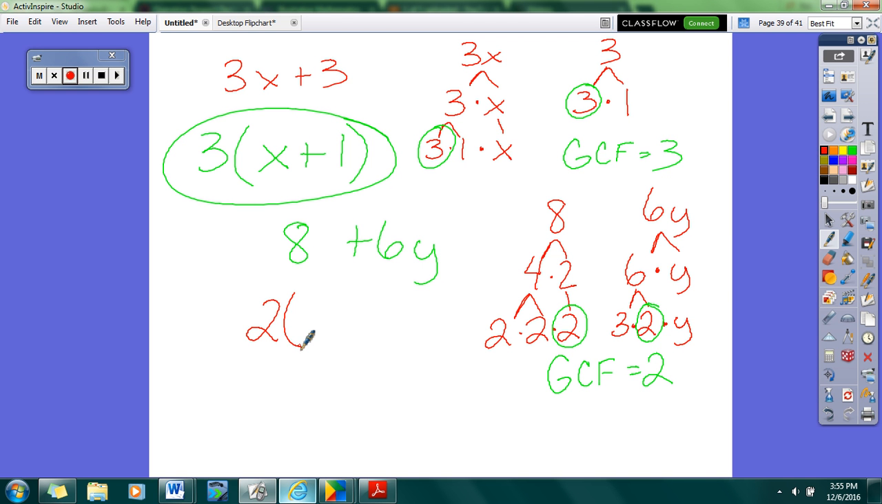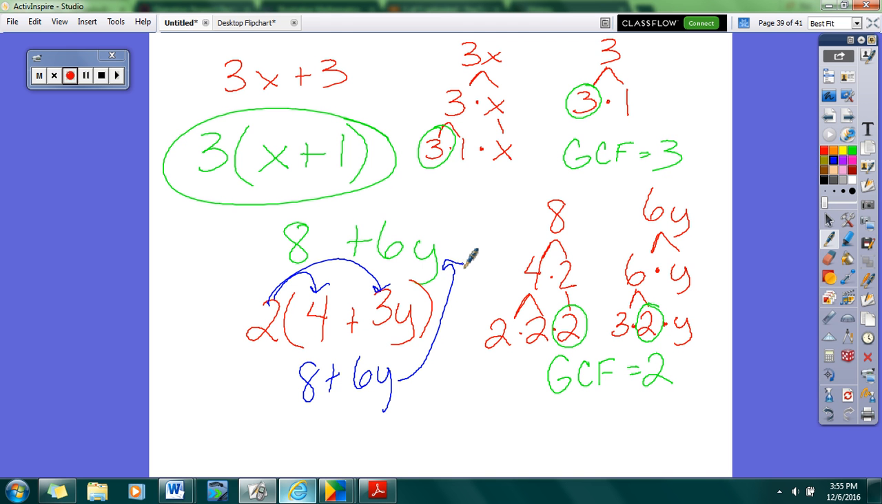So now I have to ask myself, 2 times what is 8? I know 2 times 4 is 8, plus 2 times what is 6y? Well, I know 2 times 3 is 6, and I'm left with a y. So it's going to be 2 times the quantity 4 plus 3y. One way you can check to make sure that you have the right factoring is by expanding. 2 times 4 is 8, and 2 times 3y is 6y. So if you get back to where you began, then you know you're on the right track.